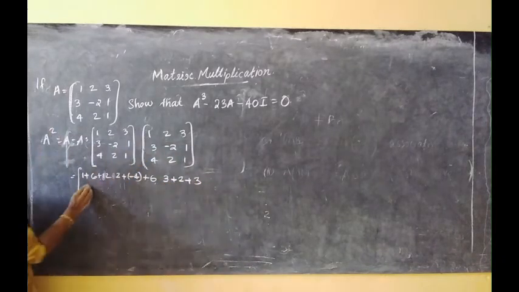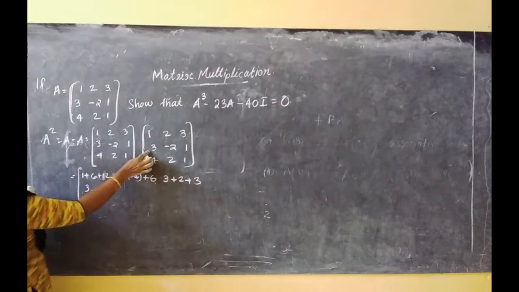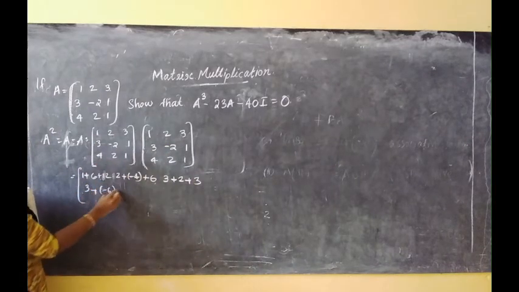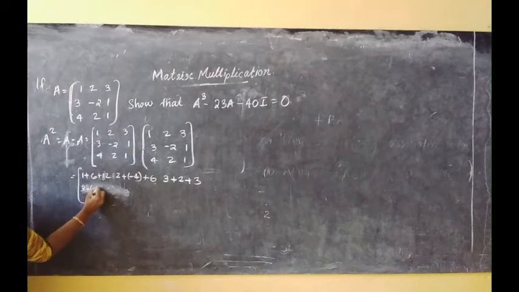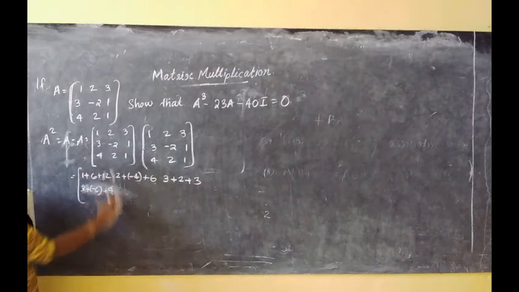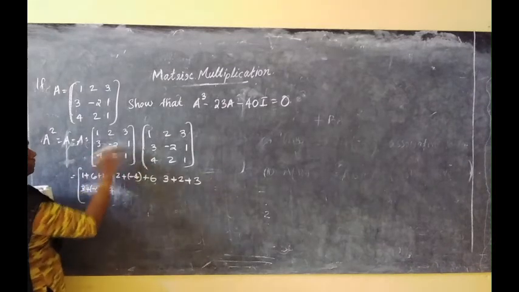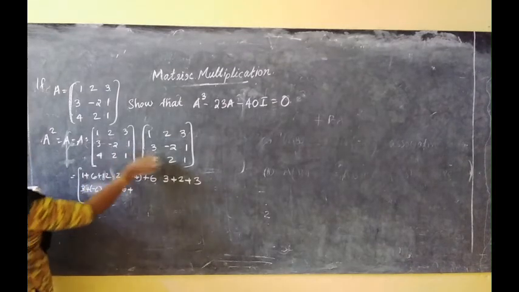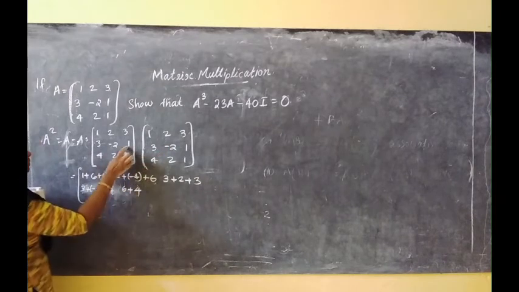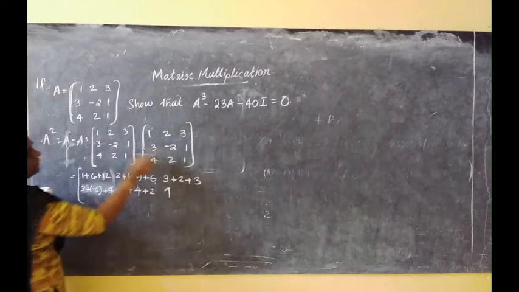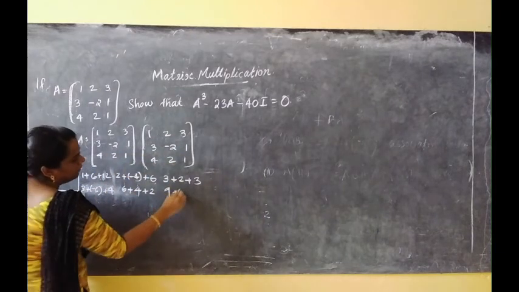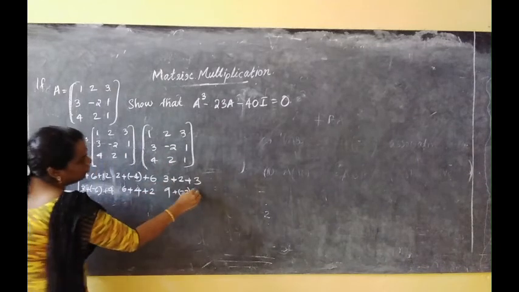Now 3 into 1, 3, plus minus 2 into 3, minus 6, plus 1 into 4, 4. 3 minus 6 plus 4. The next element, we can write it in that order. The next element, 3 into 2, 6, plus minus 2 into 2, minus 4, plus 2. The next is 3 into 3, 9, then plus minus 2 plus 1.